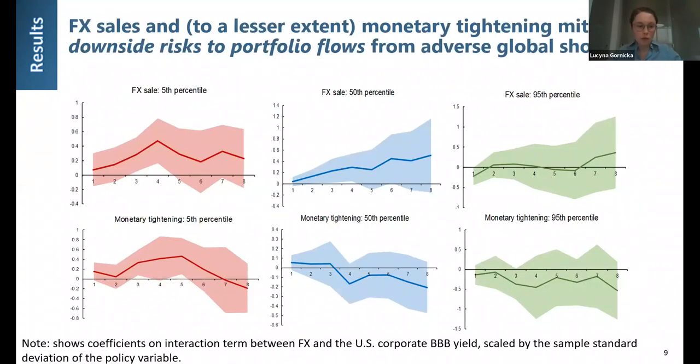Now, if we move to policy variables, what we see here is the impact of the FX sales and monetary tightening on the future capital flows in terms of the impact through the interaction term with the BBB yield. So this is what the lines here present, the coefficient on the interaction term. So FX sales mitigate the downside risks to capital flows as the interaction term is positive and statistically significant, and also have positive impact on the median flows. Monetary policy has some effect, especially for the lower tail of the distribution, for the lower quantiles.